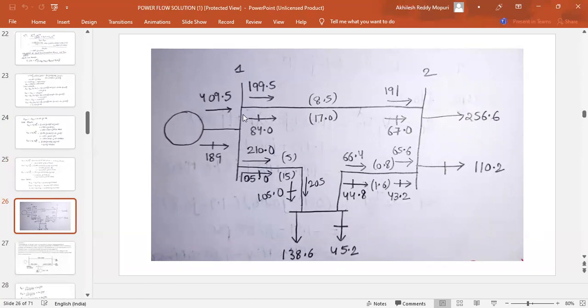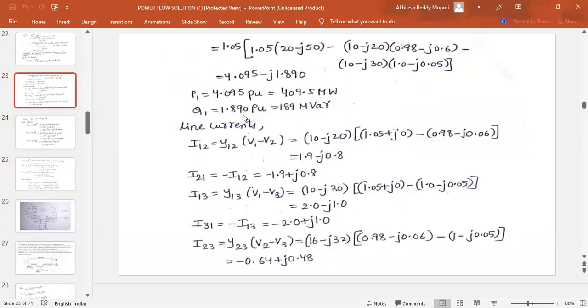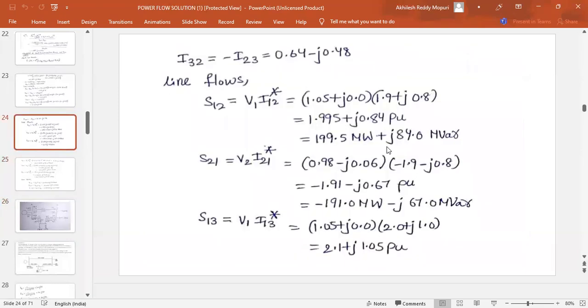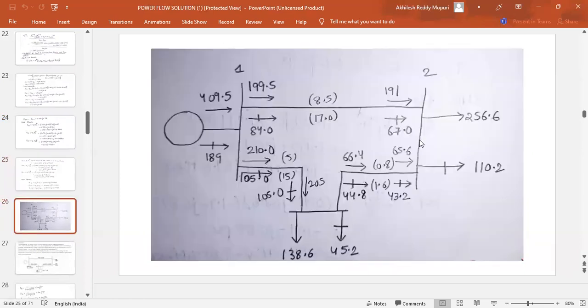Similarly, at I12, we had calculated 1.9 minus j0.8. And then losses, when we come to losses, S12, 199.5 plus j84. That only we had written. See, 199.5 is the real power loss. 84 is the reactive power loss.